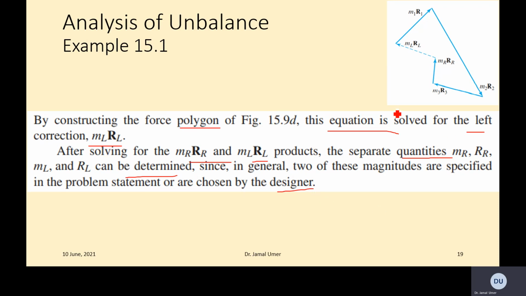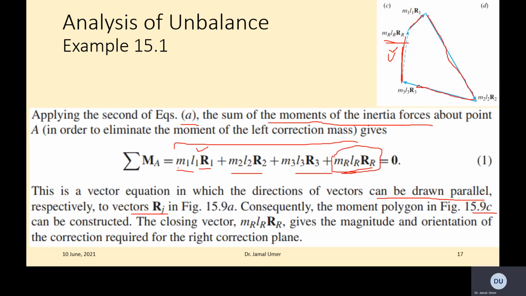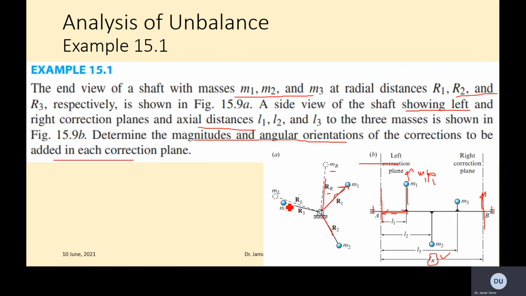And in the polygon, one more thing I need to tell you: when you find out the resultant, the length is the magnitude and the direction is the orientation where you want to put the mass. So that's why you see here this has been drawn. So the right correction mass, which is determined from the moment polygon, is plotted over here. So this is MR RR, and then on the left side the vector which is determined from the force polygon, which is in this direction, is plotted over here. So this is plotted over here, ML basically.